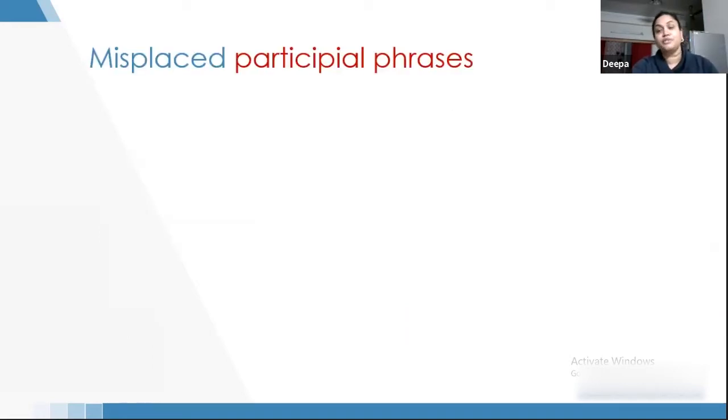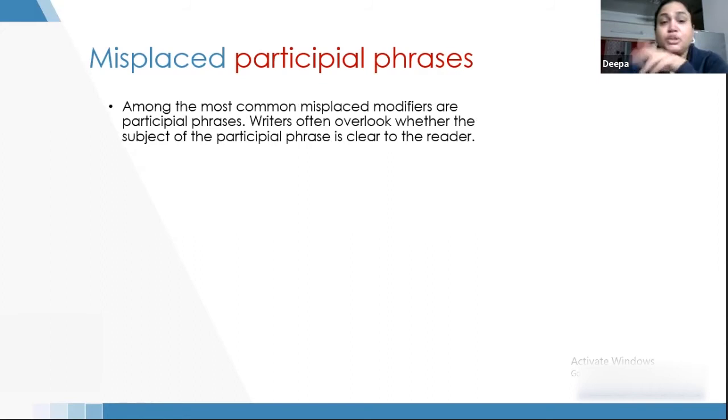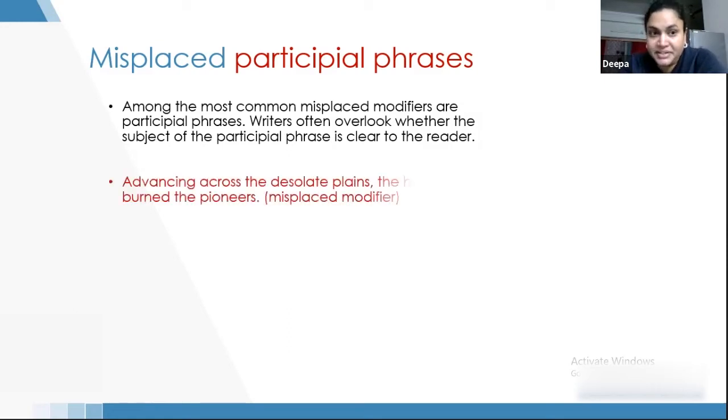Okay, so now we're going to talk about misplaced participle phrases, where the subject needs to follow immediately after the participle phrase, and let's see how. Among the most common misplaced modifiers are the participle phrases, and writers often overlook whether the subject of the participle phrase is clear to the reader.